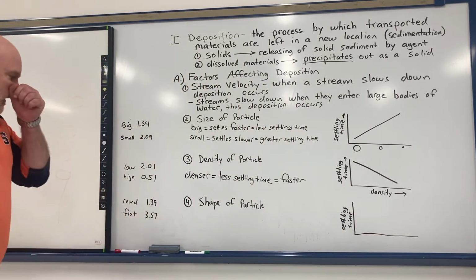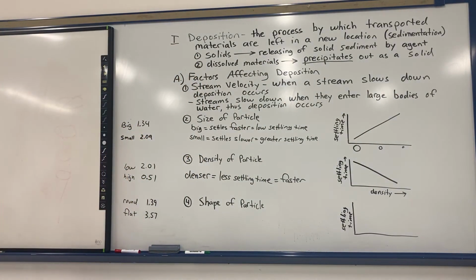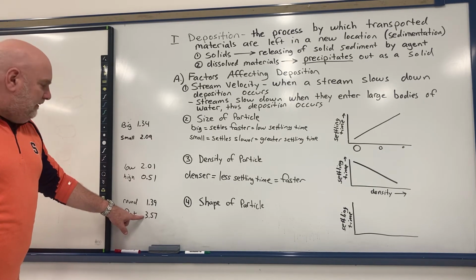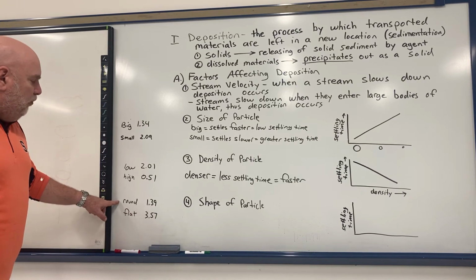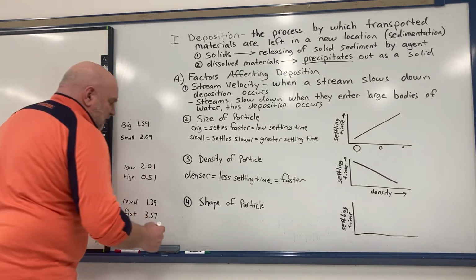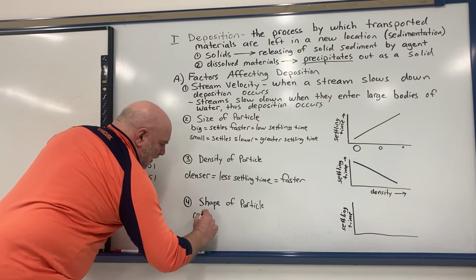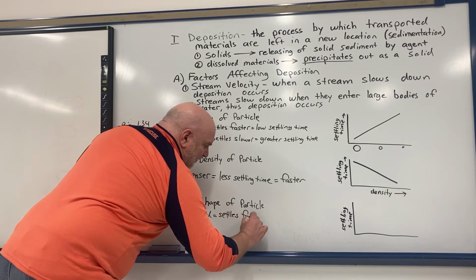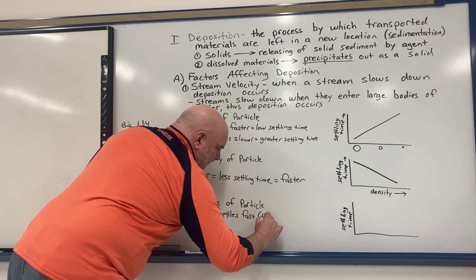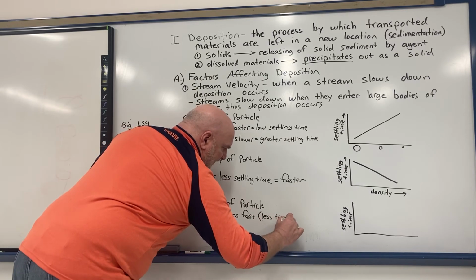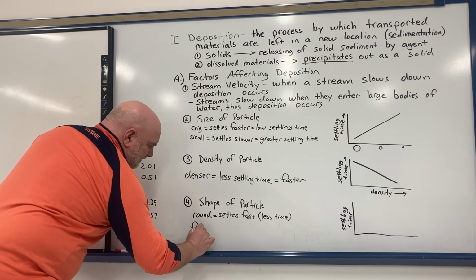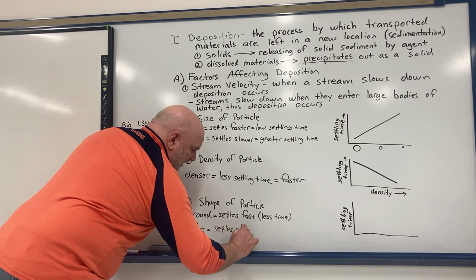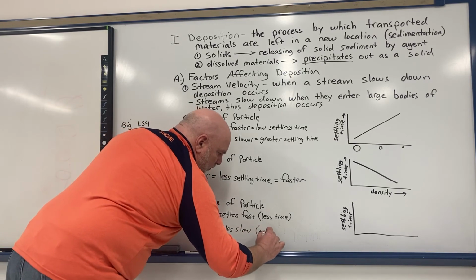All right? Now for the shape of the particle, what you should have seen is that the flat one took more time and traveled slower. The round one took less time and traveled faster. So round settles fast. Took less time. Flat settles slow, took more time.